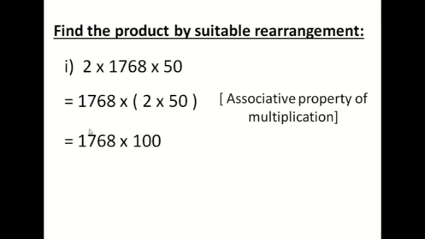Look at the next step. 1768 as it is, 2 into 50 gives you 100. Find out the final product: 1768 along with 2 zeros, that is 176800. So it is very easy. That's why we are using associative property of multiplication, and that is the rearrangement for multiplication here. We'll do a few more sums. Look at the next sum.